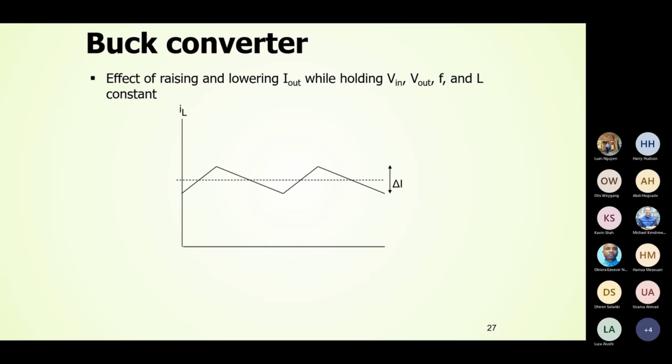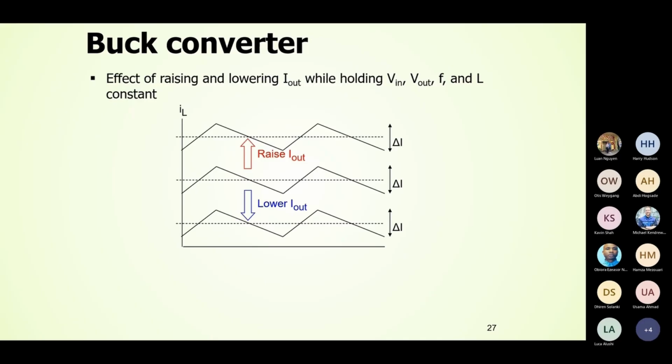So how can we control it? This is the ripple delta I. The effect of raising and lowering I out while holding Vin, Vout, F and L constant. So let's say we just increase the output current. If you increase the output current, what will happen? And if you decrease the output current, what will happen is given here. And what is the summary? Whether you increase or decrease the output current, it will have no impact on the ripple current.